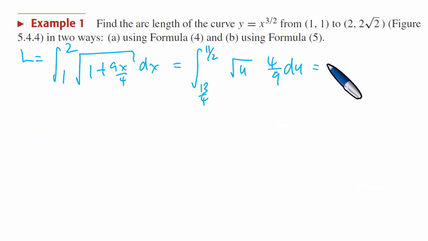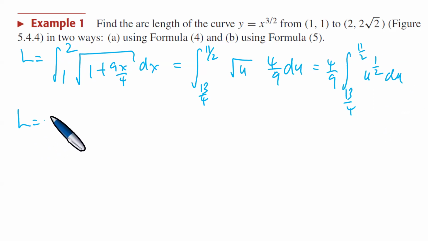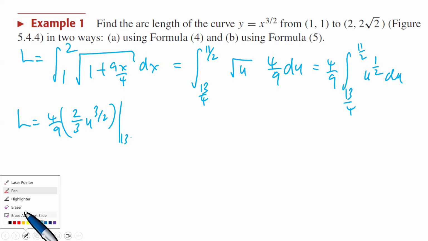And this is equal to what? You can pull out the 4 out of 9, then you have the integral from 13 out of 4 to 11 out of 2, and therefore it becomes u to the 1/2 du. Meaning L is therefore 4 out of 9 times the integral of this, which is 2 out of 3, u to the 3 out of 2, from 13 out of 4.